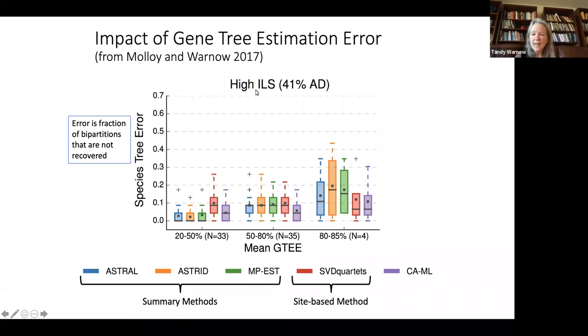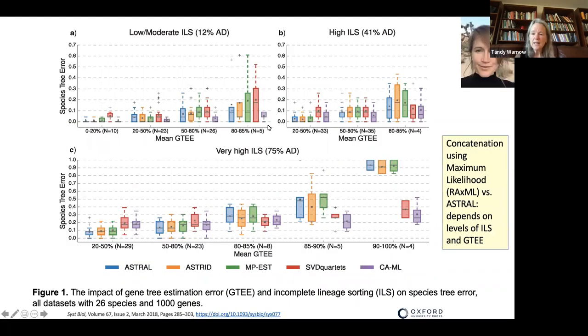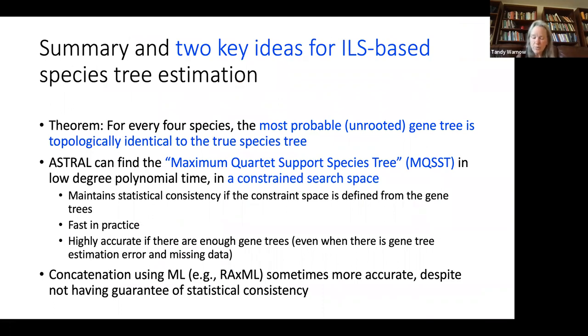Now, you might look at this and say, well, that's high ILS, but what about when you have extremely high ILS? And the study that I was just showing also shows what happens under low ILS and very high ILS. Even under very high ILS, where the gene trees are on average 75% different from the species tree, you still get this trend where with a very, very high gene tree estimation error, you want concatenation. Even here, you would want concatenation. Here, they're all equal. SVD quartets is a bit worse, but it really depends upon the gene tree estimation error.